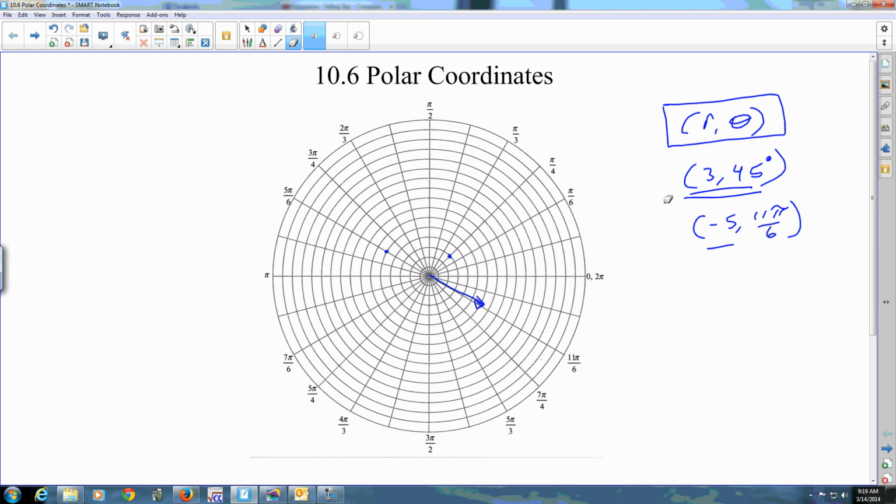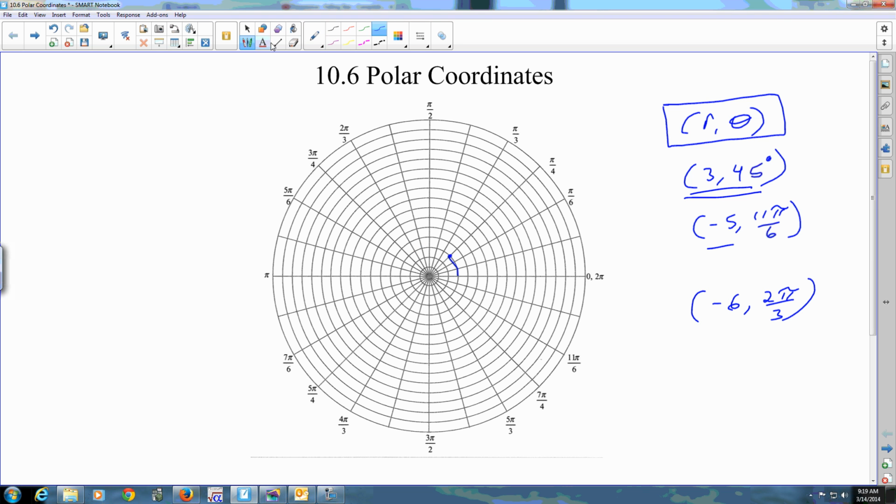So let me do that 3, 45 the way the book is going to say it. The book is going to say walk out 3 units, 1, 2, 3, and then rotate 45 degrees so your finishing point is right there. It's not so bad when your distance was positive, but when it's negative, I think it particularly makes it bad. Let me give you another negative. How about -6, 2 pi over 3?